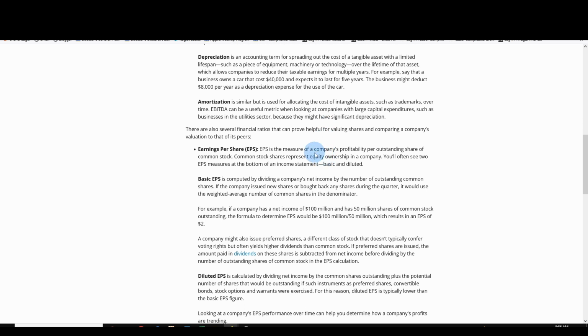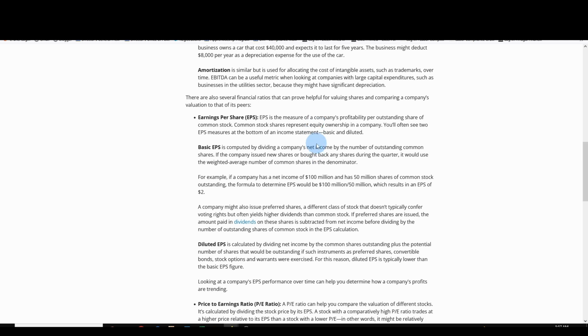There are also several financial ratios that can prove helpful for valuing shares and comparing a company's valuation to that of its peers. Earnings per share. Earnings per share is the measure of a company's profitability for outstanding shares of common stock. Common stock shares represent equity ownership in a company. You'll often see two earnings per share measures at the bottom of an income statement, basic and diluted.